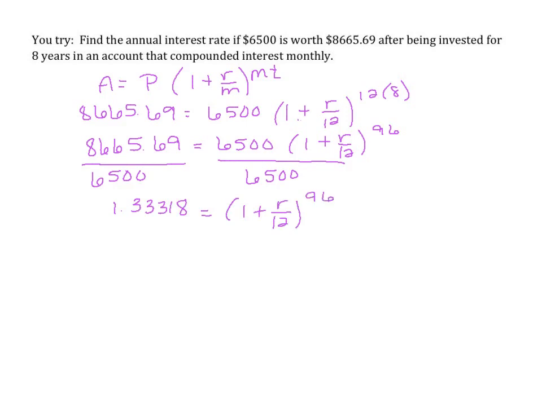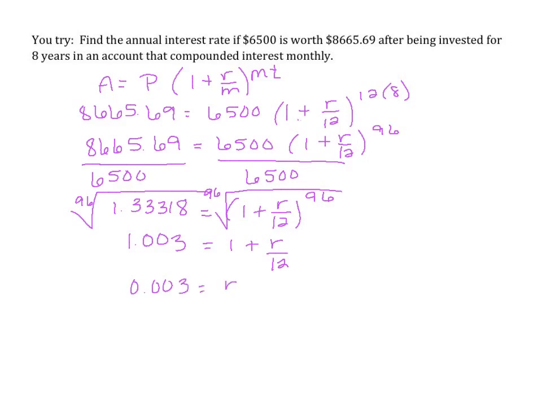To undo a power, we take its nth root, so we're going to take the 96th root of both sides. So using your calculator, take the 96th root of 1.33318, giving us 1.003 equals 1 plus r over 12. Subtract 1 from both sides, so we have 0.003 equals r over 12. Multiply both sides by 12.